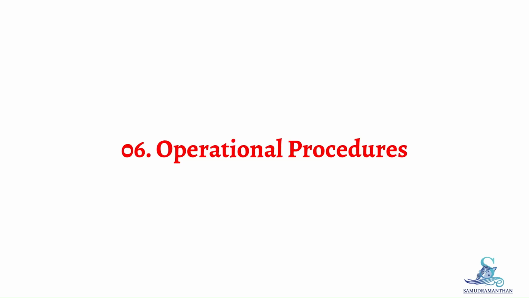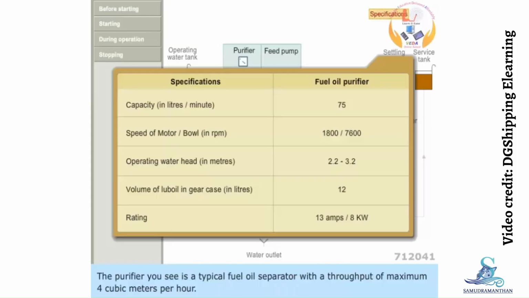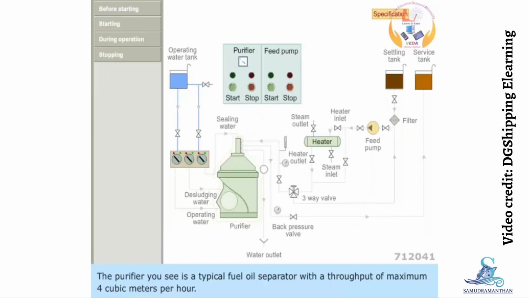Topic 6: Operational Procedures. Specification. The purifier you see is a typical fuel oil separator with a throughput of maximum 4 cubic meters per hour. The purifier feed pump takes suction from the fuel oil settling tank. The fuel is delivered to the fuel oil heater and three-way circulating valve to the purifier. The purified oil flows from the purifier outlet to the fuel oil service tank.